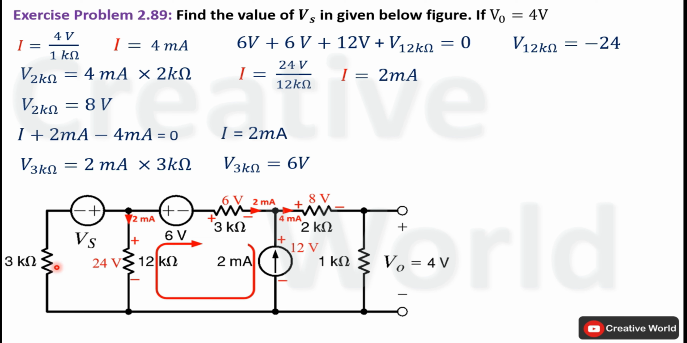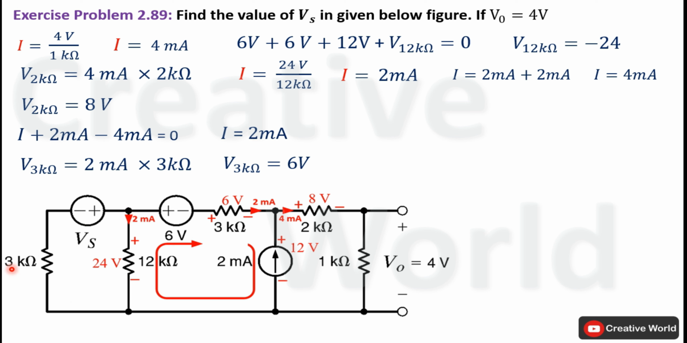For that purpose, we will assume current I is flowing through this branch, and this current will be equal to the sum of these both currents because both currents are leaving from this node and only I current is entering towards this node. So the equation for current I will be equal to sum of both 2 milliampere currents. It will become 4 milliampere. So 4 milliampere current will be flowing through this branch, and the direction of current will be clockwise because this current is entering towards this node.